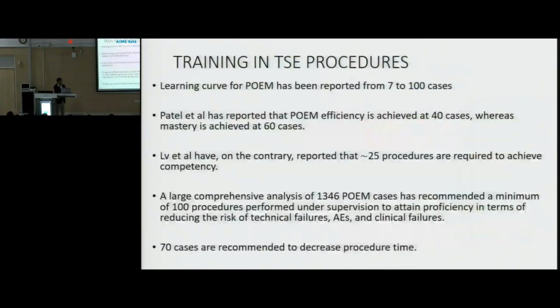So now coming to the most important aspect, training in third space endoscopic procedures. There are various studies which have described training. The learning curve for POEM has been reported from 7 to 100 cases. Patel et al. reported that POEM efficiency is achieved at 40 cases, where mastery is achieved at 60 cases. Albi et al., on the contrary, reported that 25 procedures are required to achieve competency. And there was another large series of more than 1,300 patients which recommended a minimum of 100 procedures performed under supervision to attain proficiency in terms of reducing the risk of technical failures, adverse events, and clinical failures.